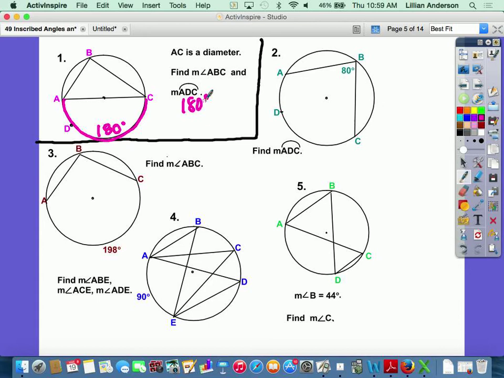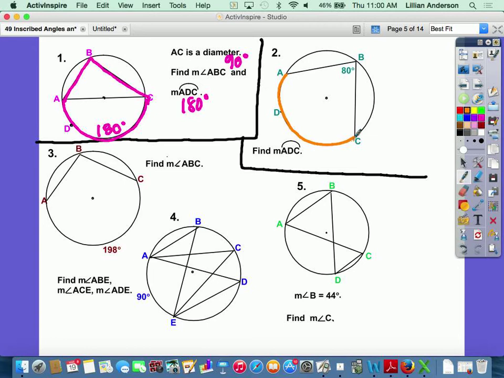So the measure of angle ABD is going to be 90. Because it's half of this intercepted arc. Does everybody see the arc? You see how the endpoints of the angle are basically the endpoints of the arc? Okay? That's why I'm trying to show it in color so you can see, from one endpoint to the other, that's the intercepted arc. Okay? Let's look at number 2. Number 2 says find the measure of arc ADC. Well, here's arc ADC.